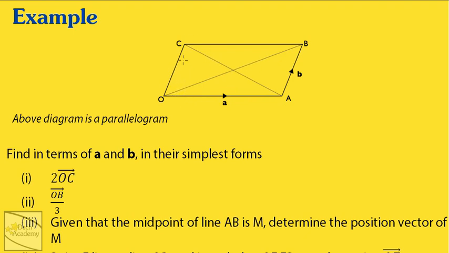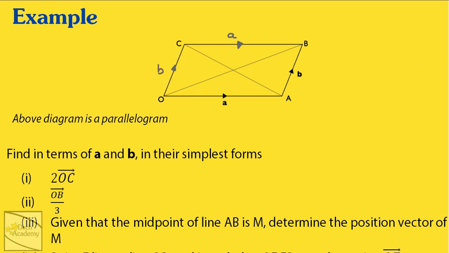Because this is a parallelogram, side CB of the parallelogram is parallel to OA and also equal in length. So that means the vector CB has the same direction as the vector OA and also the same magnitude. So the vectors must be the same. So CB is also A. Similarly, AB and OC are the same vectors. So if the vector AB is B, OC is also B.